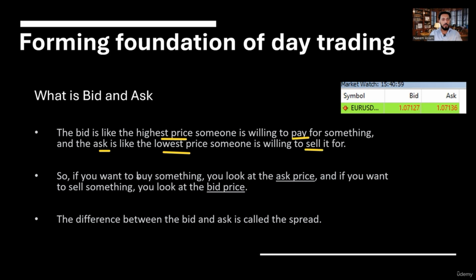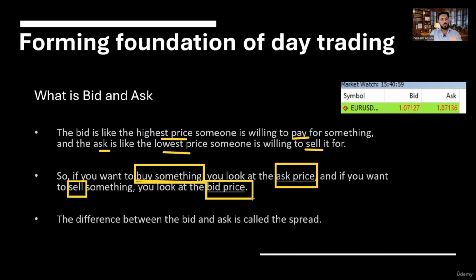Ask is something someone is willing to sell. So if you want to buy something, again, I wanted to focus this over here, you will look at the ask price. If you want to sell something, now you own something and you want to sell it, then you will look at the bid price. Okay? So that is your ask and that is your bid. You want to buy, look at ask. You want to sell, look at bid.